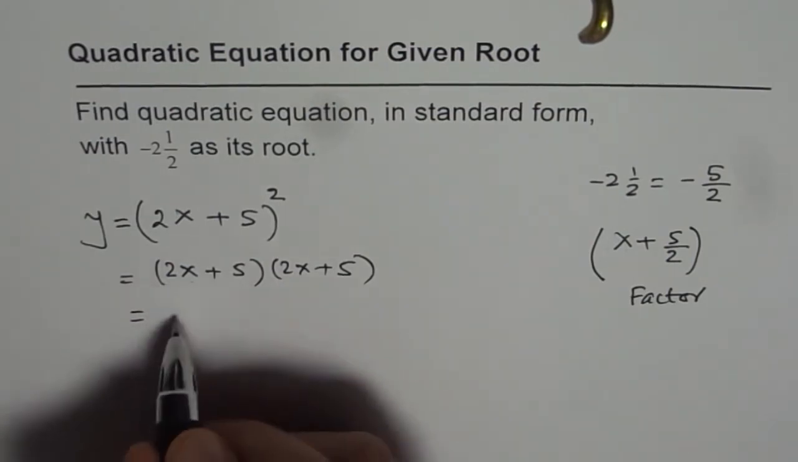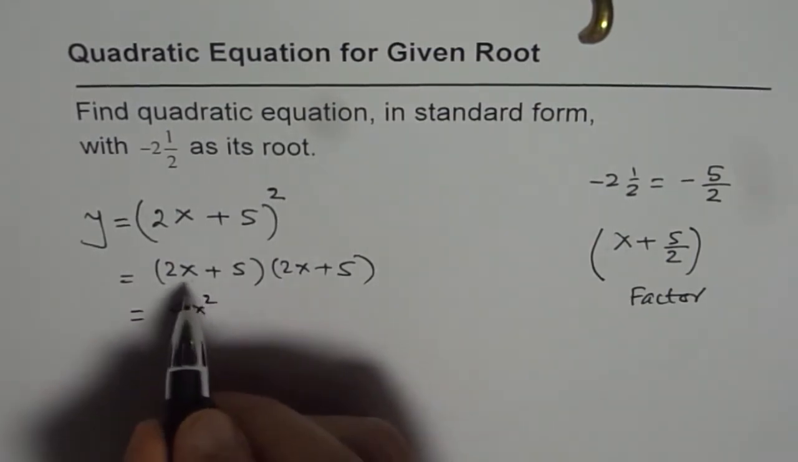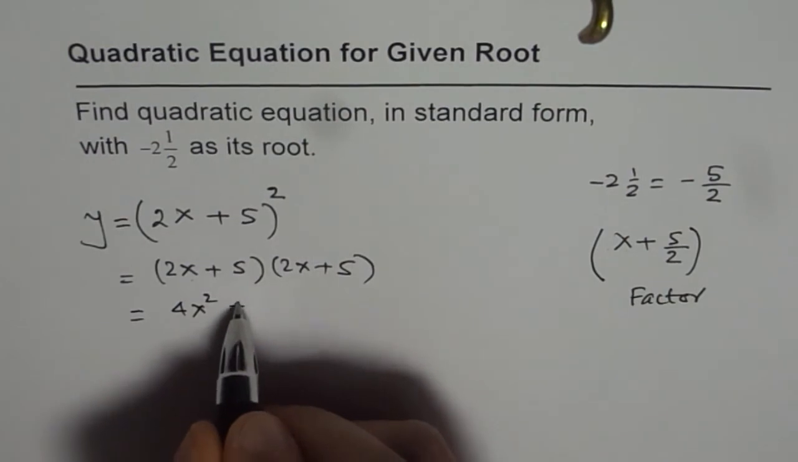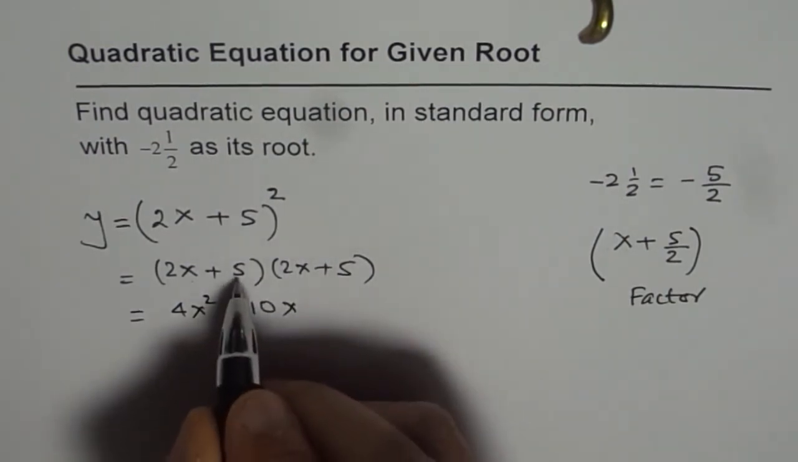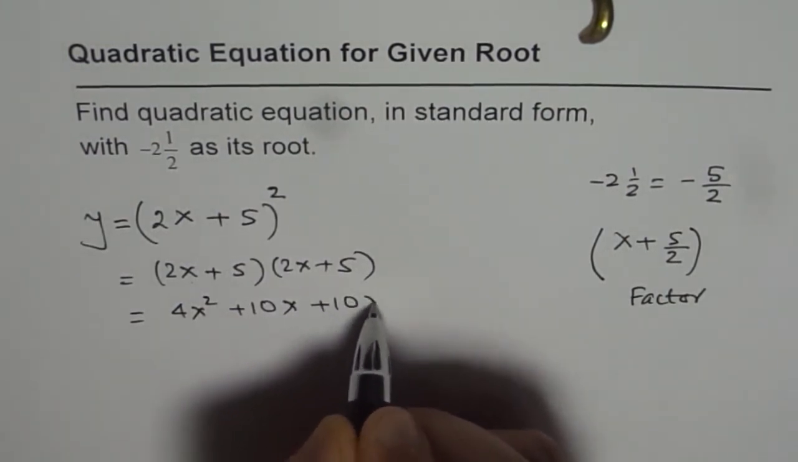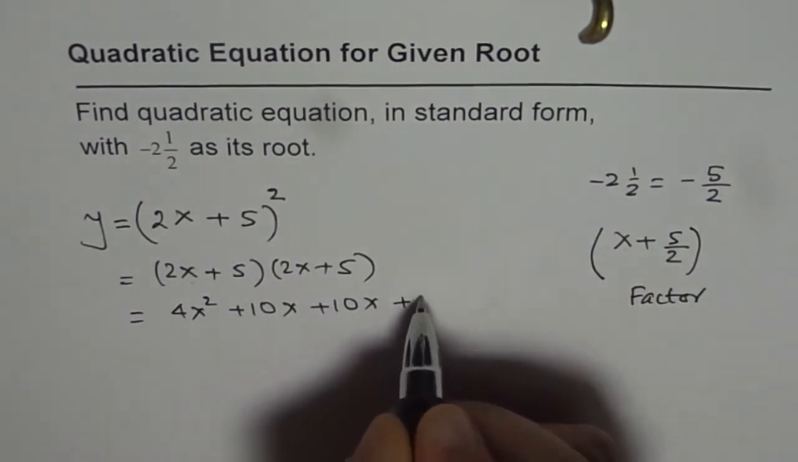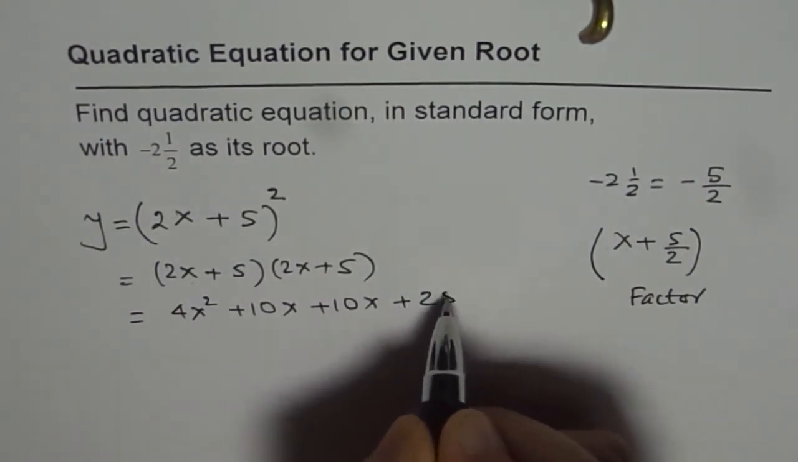So 2x times 2x gives me 4x squared. 2x times 5 gives me 10x. And 5 times 2x is also 10x. 5 times 5 is 5 squared, which is 25.